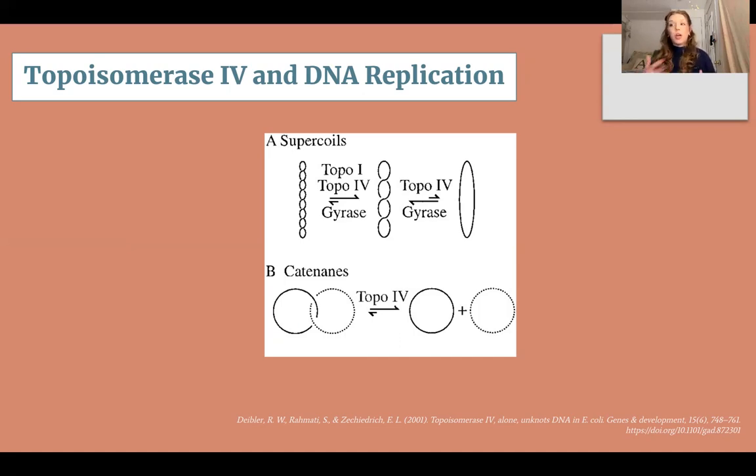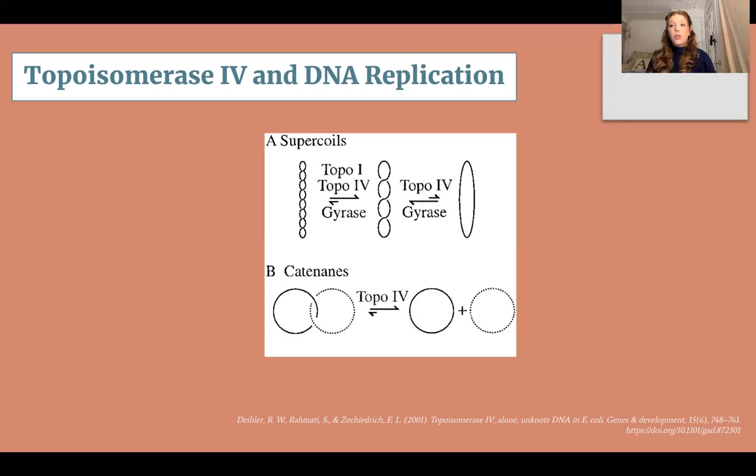Topo4 has two subunits, ParC and ParE. ParC is responsible for the mechanistic activities of topo4, and ParE is responsible for the catalytic activity. Topo4 is active when ParC and ParE are bound. However, ParC is able to bind to DNA alone during replication for the relaxation of these supercoils, and ParE kind of floats throughout the cell. The decatenation activity happens when ParC and ParE are bound together at the end of DNA replication.